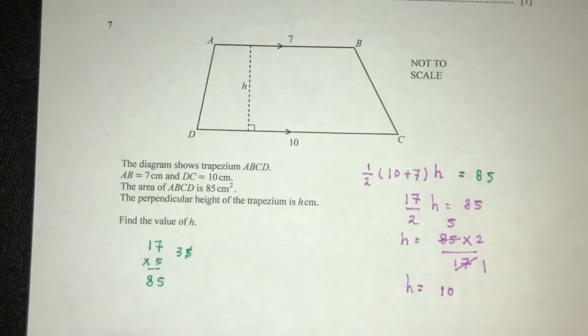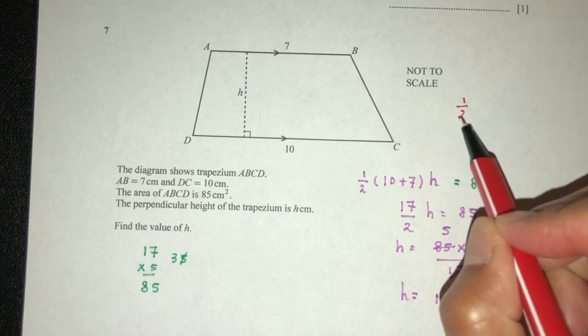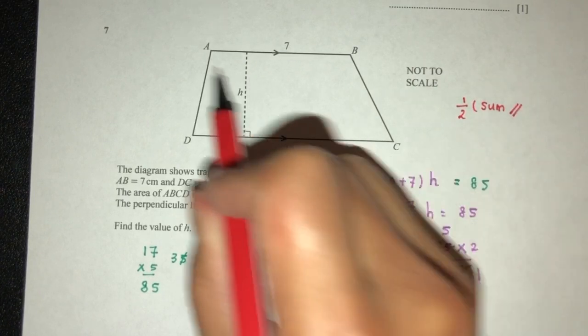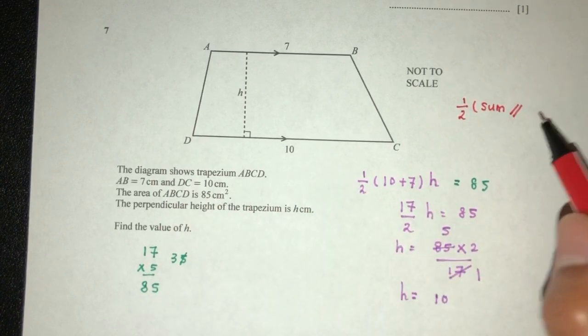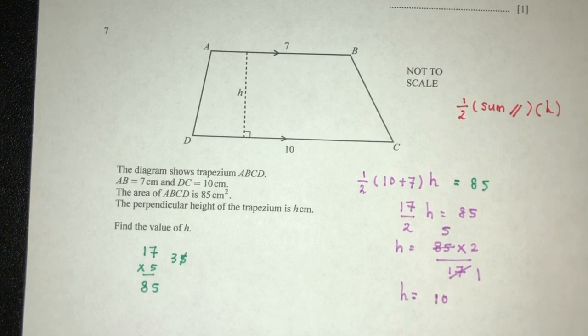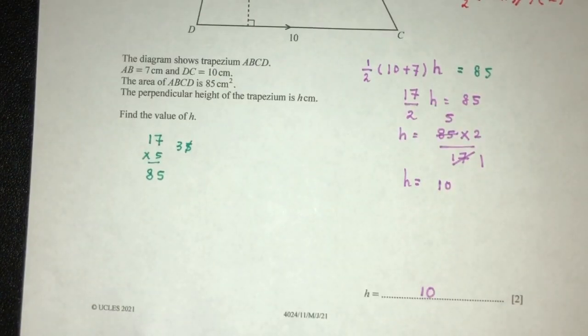Now again, the main idea here is, how do you find the area of a trapezium? It is half times the sum of the sides which are in the same direction, the parallel sides, and then times the height in between. That's how you find the area of a trapezium, and then you solve to find the value of 10 as the height.